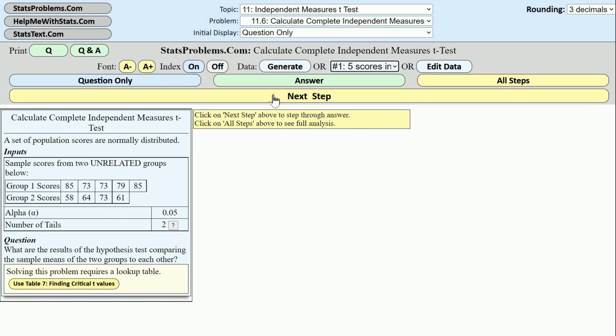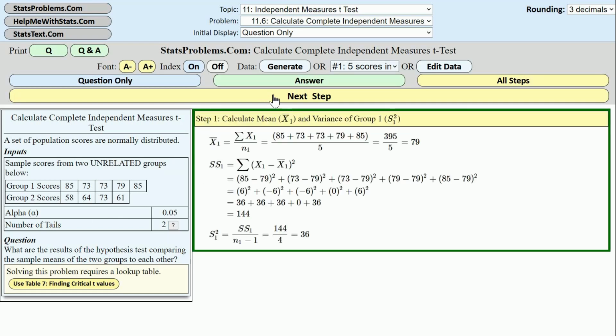Let's step through the solution by clicking on the Next Step button. In Step 1, we calculate the mean, x bar 1, and variance of Group 1, S1 squared. X bar 1 equals the sum of x1, divided by the sample size of Group 1, N1. In this example, x bar 1 equals 85 plus 73 plus 73 plus 79 plus 85 divided by N1, 5, which works out to 395 divided by 5, which works out to 79.